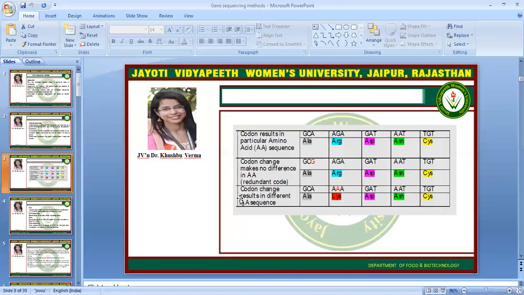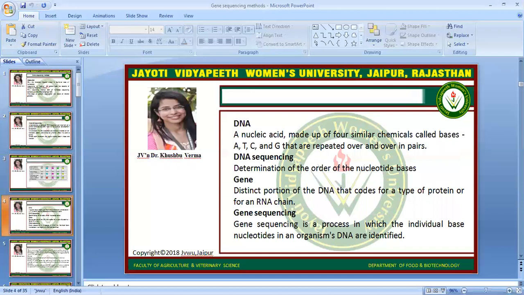But if a codon change results in a different amino acid sequence, meaning if we replace G with A, here it was producing arginine, but now it will produce lysine. So there is a difference. So we can say that by point mutation we can alter the amino acids or protein structures. Next, DNA is a nucleic acid made up of four similar chemical bases, A, T, C, G, that are repeated over and over in pairs.